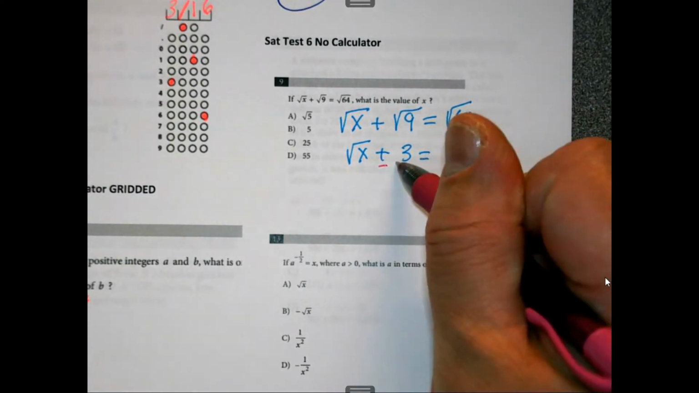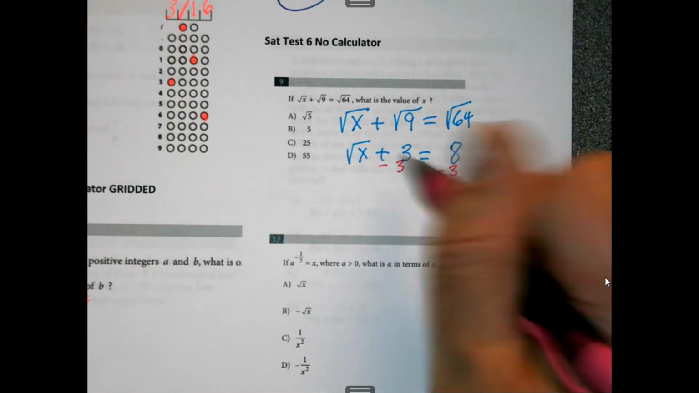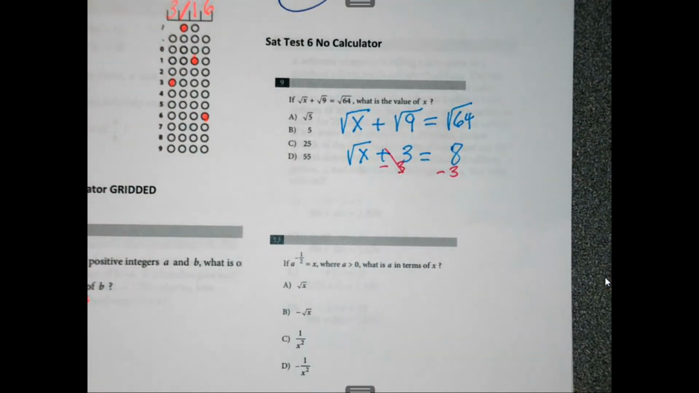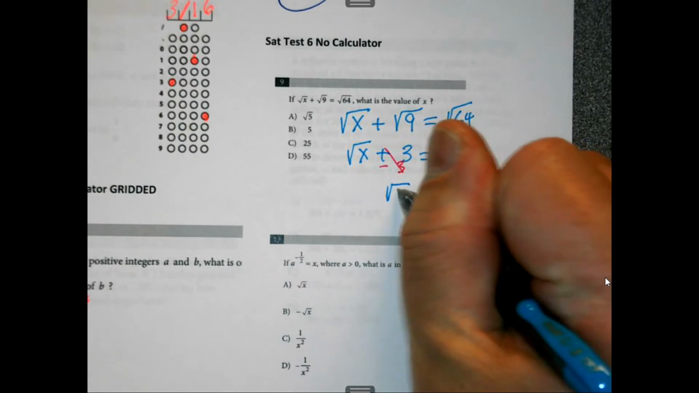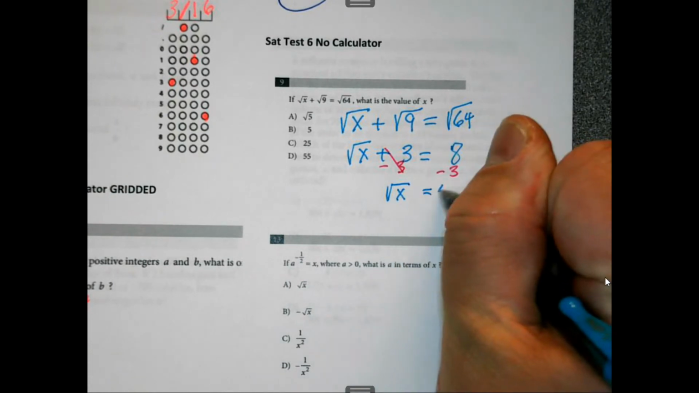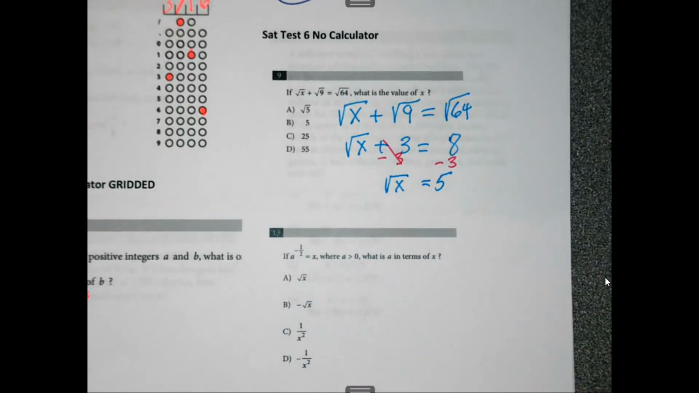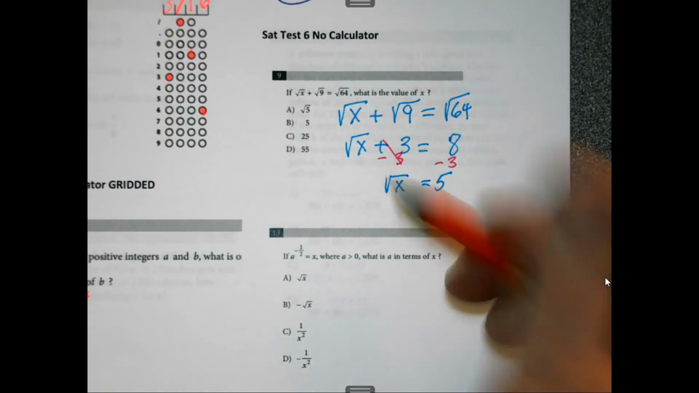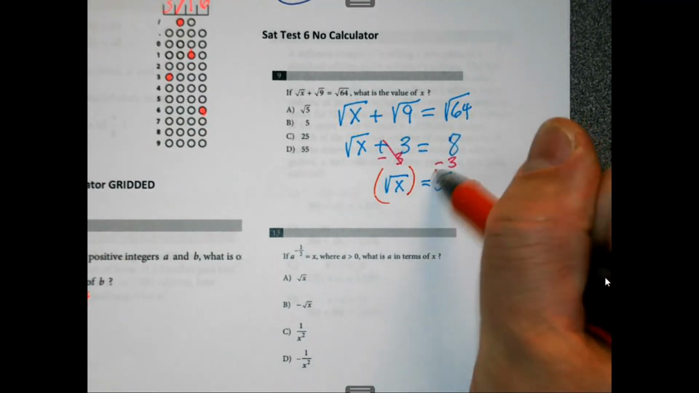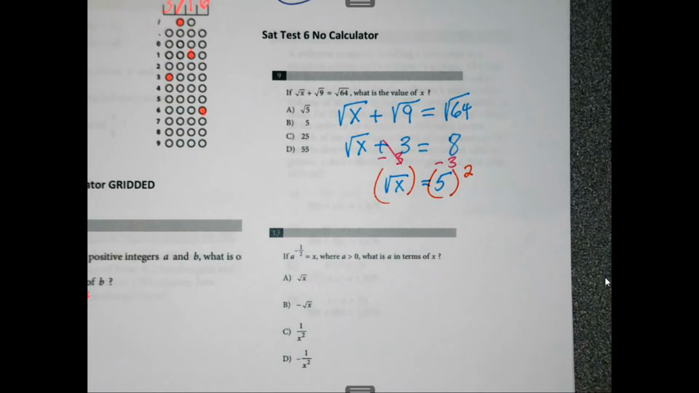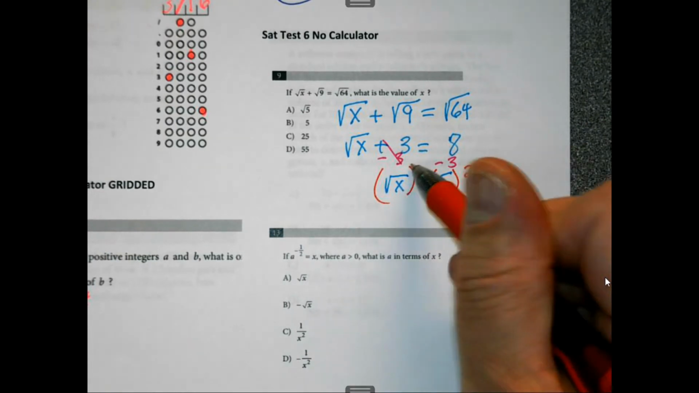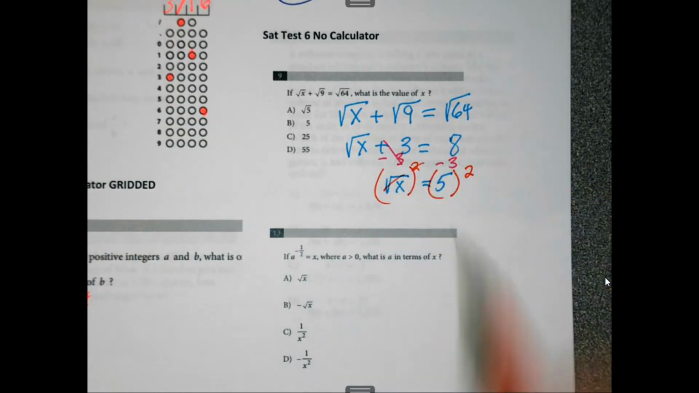Going to subtract 3 from both sides. So the square root of x equals 5. And again, how do we get rid of the square root? Raise it to the power of 2. Gets rid of that square root. 25.